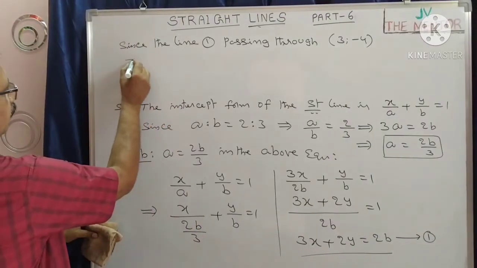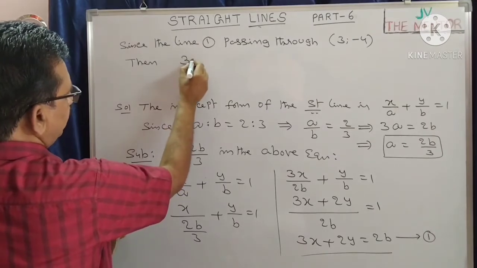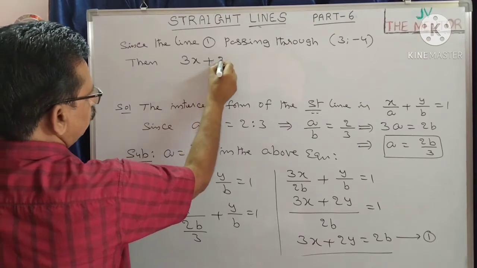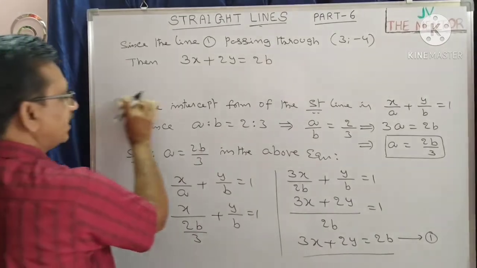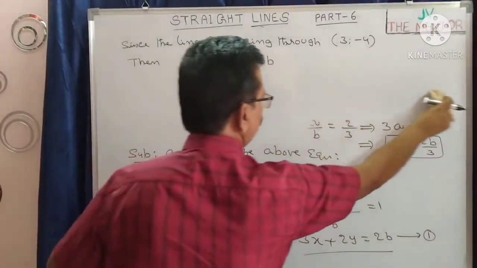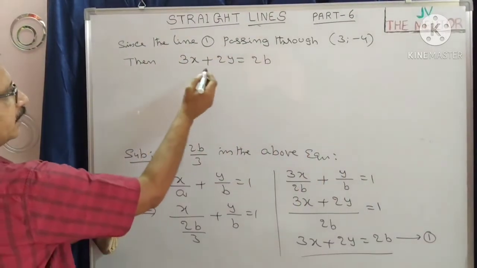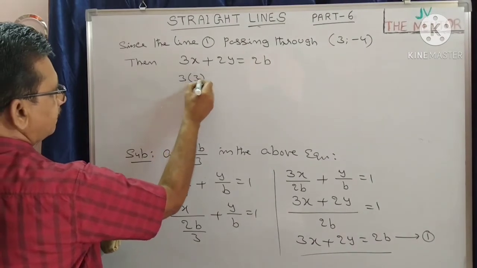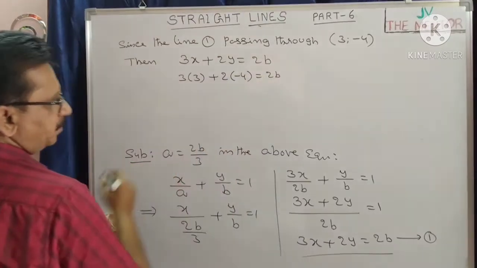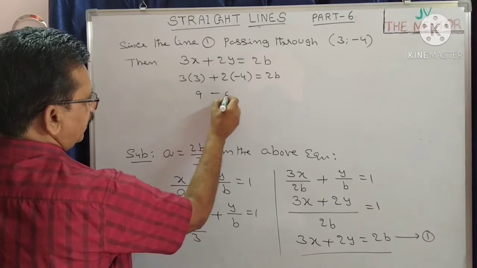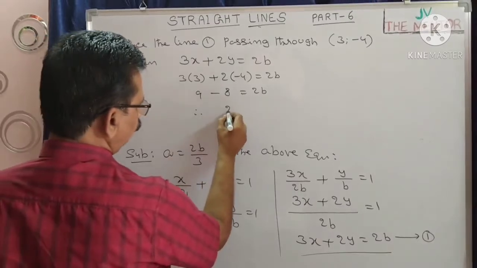Then, what is the equation of 1? 3x plus 2y equal to 2b. Now taking x equal to 3 and y equal to minus 4 in this equation. Here 3 into 3 plus 2 into minus 4 equal to 2b. 9 minus 8 equal to 2b. Therefore, 9 minus 8 is 1. 2b equal to 1.